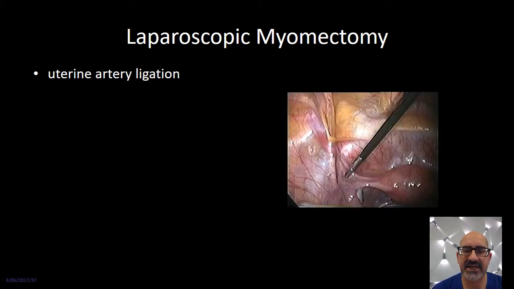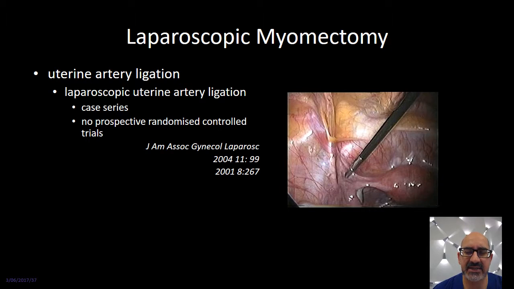Uterine artery ligation in Australia is mainly performed laparoscopically, though it's also been described vaginally and under ultrasound control, and the uterine artery is readily accessible in the ovarian foci, and these can be either permanently or temporarily clipped.